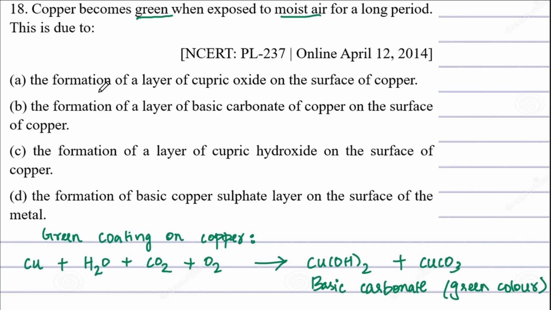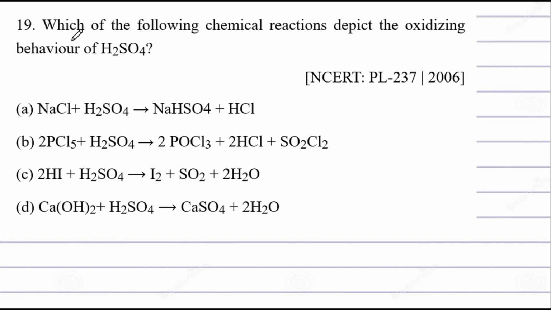So the correct option is the formation of a layer of basic carbonate. So the base is copper hydroxide and carbonate is copper carbonate on the surface of copper. So option B is the correct answer. The next question is, which of the following chemical reactions depict the oxidizing behavior of H2SO4?